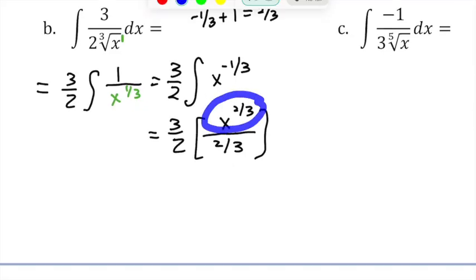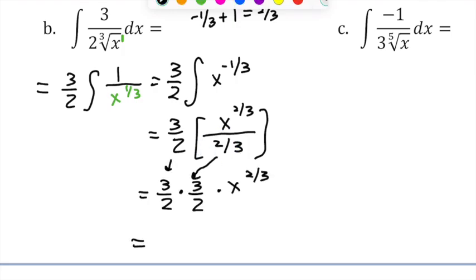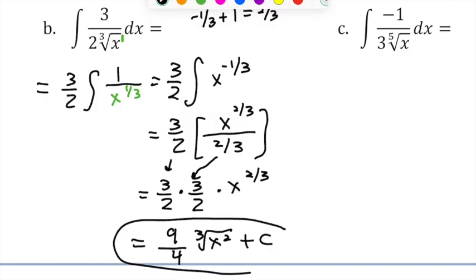So we're going to have x to the 2/3 divided by 2/3. Again, this stays. This division changes to a multiplication, and then we reciprocate. And then to finish this off, we're going to get 9 over 4, and then x to the 2/3. And again, that would be the cubed root of x squared, and always add your constant at the end.